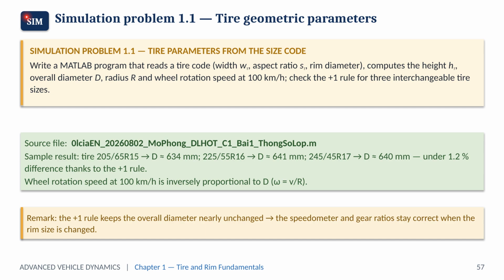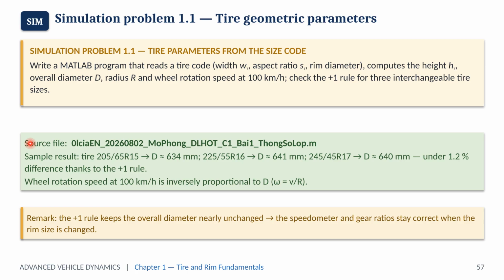7.5JJ15. Simulation problem 1.1 asks you to write a MATLAB program that reads a tire code, that is the width, the aspect ratio, and the rim diameter, then computes the tire height, the overall diameter, the radius, and the wheel rotation speed at 100 km per hour. After that, check the +1 rule for 3 interchangeable tire sizes. The sample result is as follows.